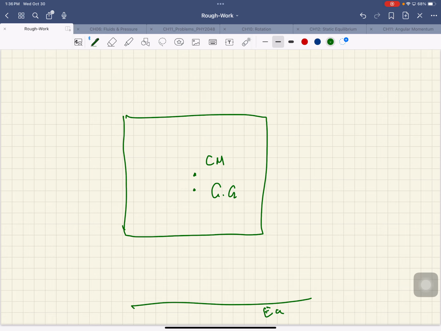What is the acceleration due to gravity? No, what is the value of the acceleration due to gravity? 9.8. It's 9.8 meters per second squared here. It's 9.6 meters per second squared here. So only for objects where the acceleration due to gravity changes over the dimension of the object will the center of gravity be different. Okay? It's got to be pretty big.